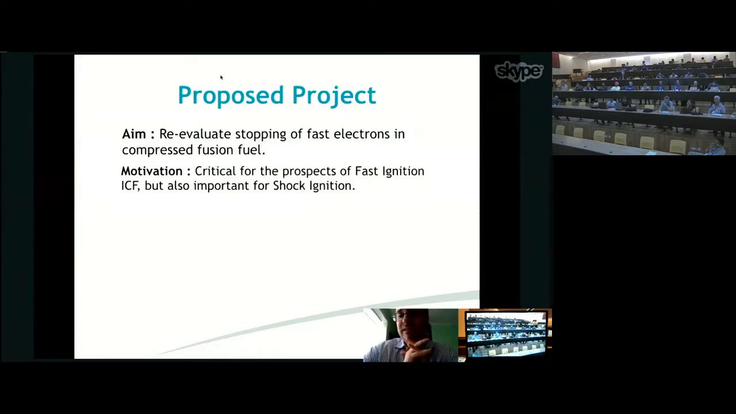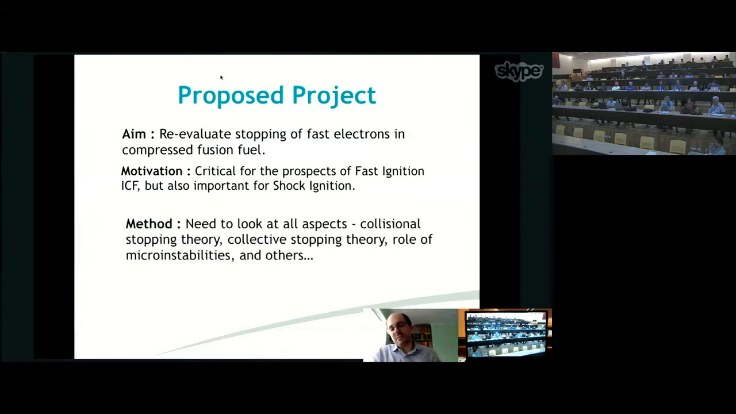Also, recently there has been a lot of thinking about the role of hot electrons in shock ignition and how they might contribute, either in a good or bad way, to shock ignition. So obviously the answer to this question could have bearings on shock ignition as well. So it's one topic, the conclusions of which have a lot of implications across ICF.